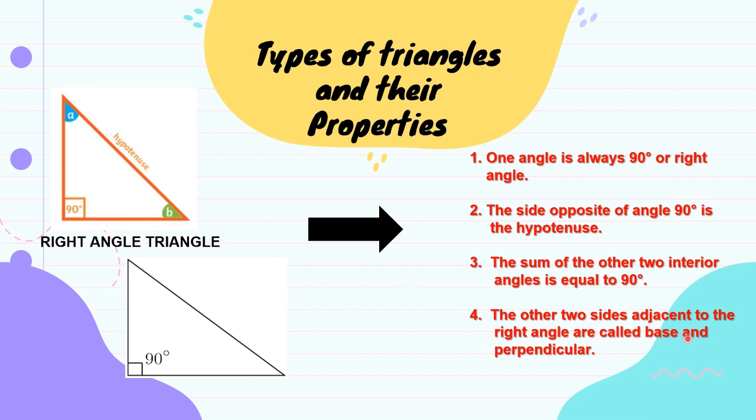4, the other two sides adjacent to the right angle are called base and perpendicular. What are the two sides adjacent to the right angle? This is the base, this is the perpendicular.